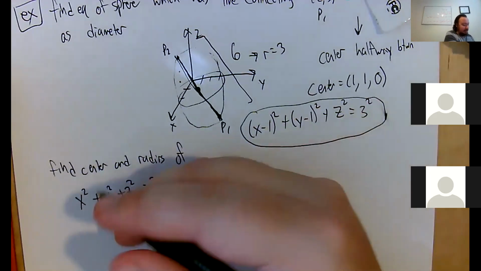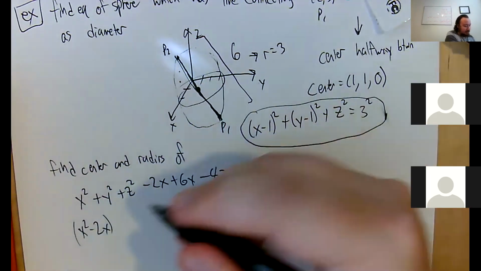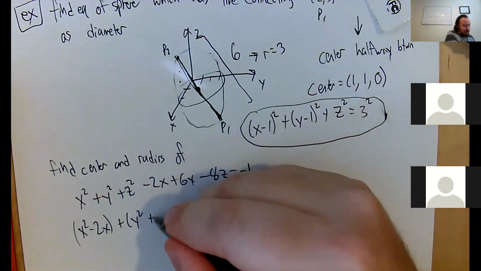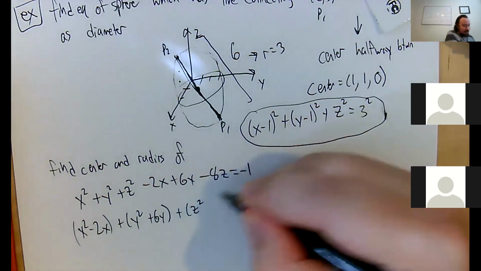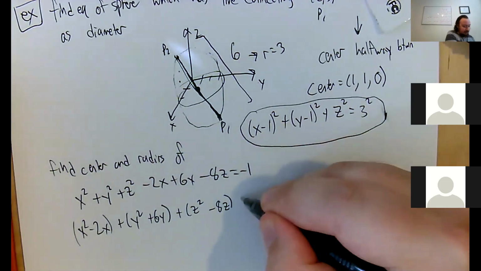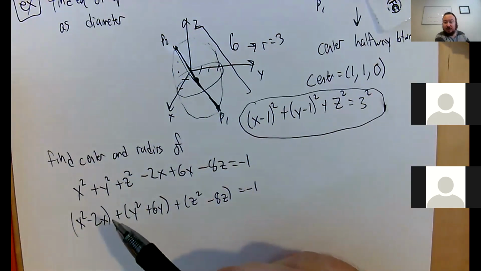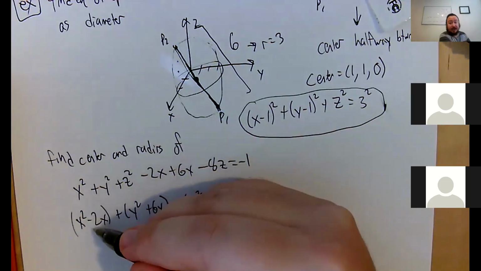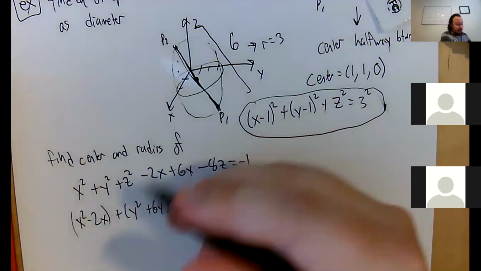All right, so I'm going to gather together the matching terms here. I have x squared minus 2x, and I'm going to complete the square with that. I have y squared plus 6y, and I'm going to complete the square there. And then I have z squared minus 8z. Now let's remember the way to complete the square here. We take whatever this number is, divide it by 2, and square it. And then we're going to add that number to both sides.